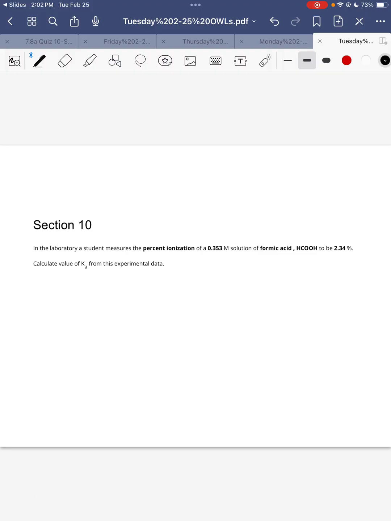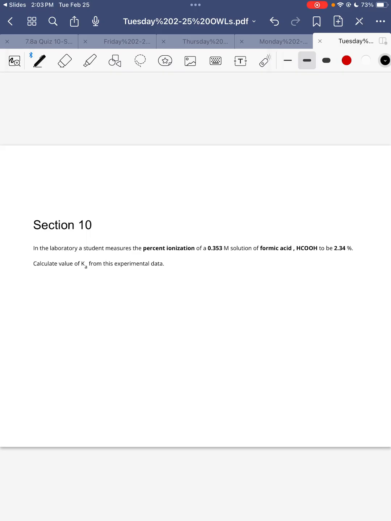The next section has to do with percent ionization. We're told that in a laboratory, a student measures the percent ionization of a 0.353 molar solution of formic acid to be 2.34%. Calculate the Ka value from this experimental data.